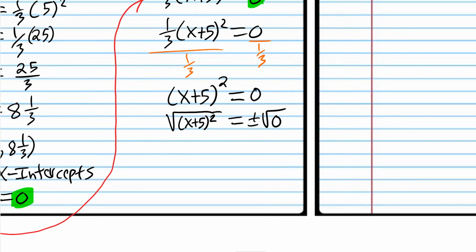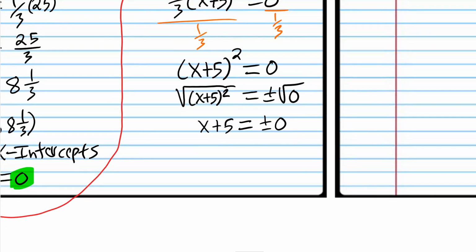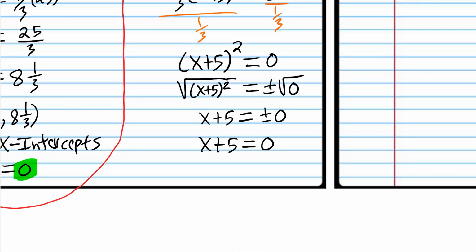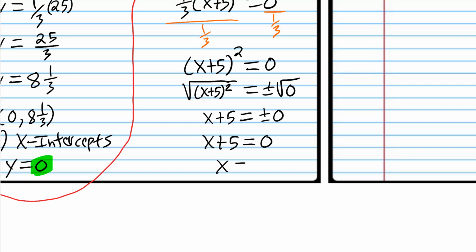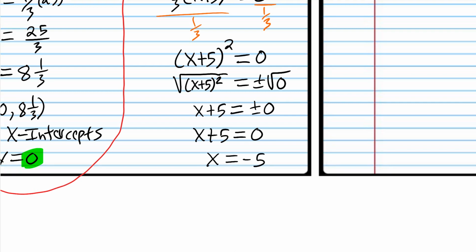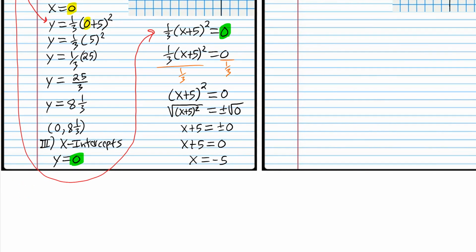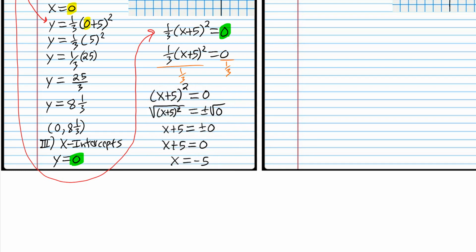Okay, so now we have x plus 5 is equal to plus or minus 0, but plus or minus 0 is just 0. So we have x plus 5 is equal to 0, and subtract 5 from both sides, and we get x is equal to -5. And what that means is that in this particular problem, there's only one x-intercept, and it's (-5, 0).